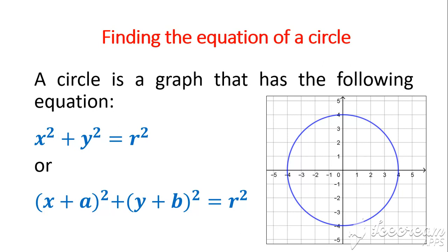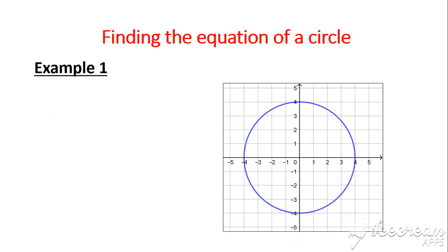Or there is a different form, bracket x plus a all squared plus bracket y plus b all squared is equal to r squared. Now we're going to use the first form, x squared plus y squared equal to r squared, when this circle has a center that is at the origin, 0, 0. And we're going to use the second form, the one below, when we move the circle left or right or up or down. The radius is the distance from the center to the circumference, and that is what r is.